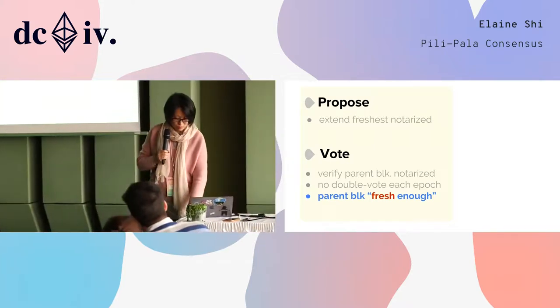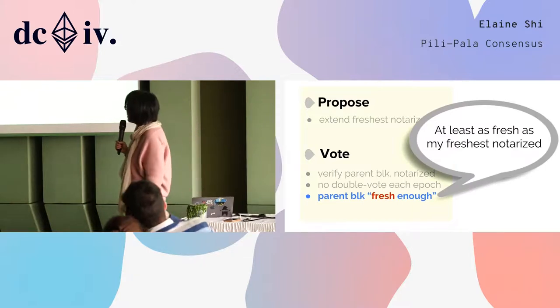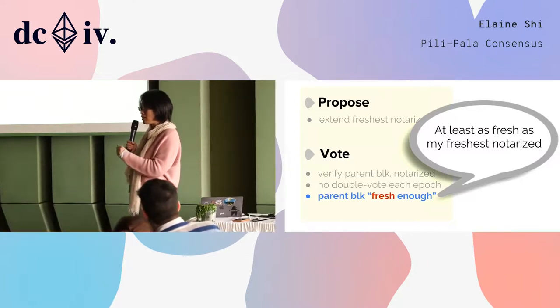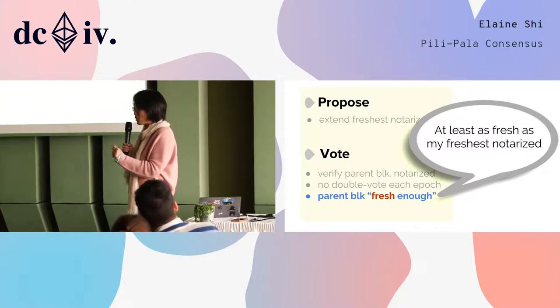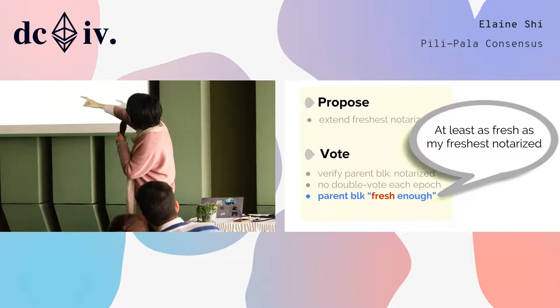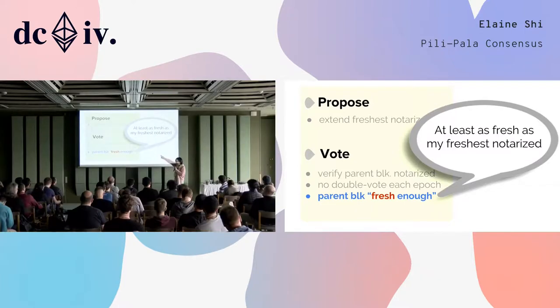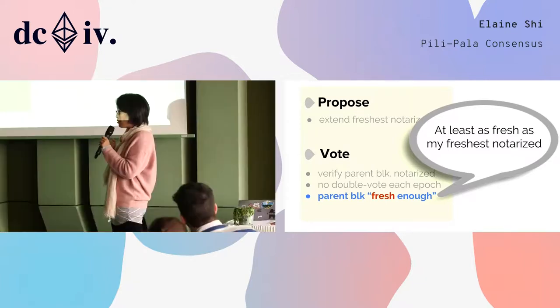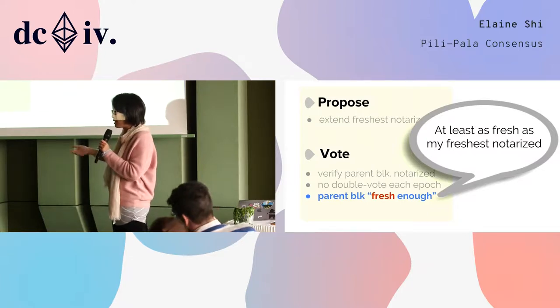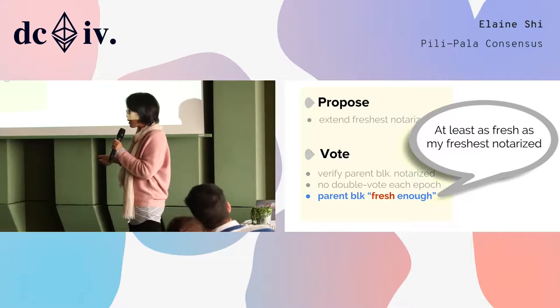So technically, we have to specify what it means to be fresh enough. And the most natural strawman idea is to say, I will compare the parent block with the freshest notarized chain I've seen so far, and I want the parent block to be at least as fresh. This almost works, but not quite, because the proposal was made, let's say, half a second ago. If I'm comparing the proposal with my current freshest notarized chain, that's kind of unfair to the proposer, because a lot can have happened during that half second.